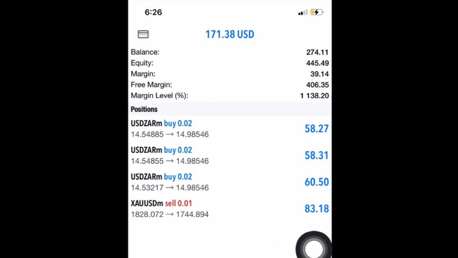In order to place these trades here, you can see the US dollar and South African rand. So for me to be able to place these trades, $39 was removed from my account, from my main balance, to place these trades. So this is what we call margin. So my margin here is $39.